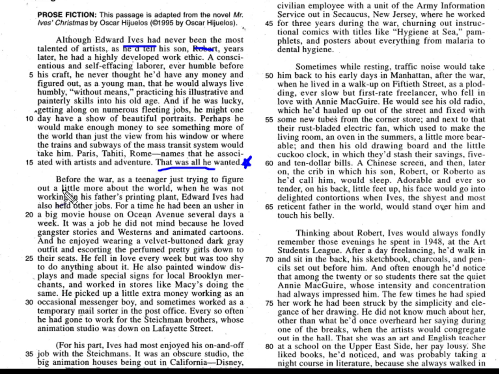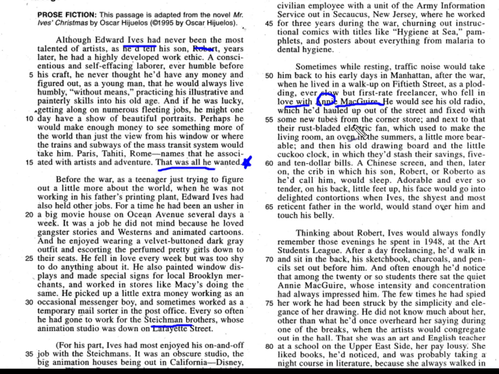Then it says before the war, teenagers. And I'm just glancing as you go through here. Remember, we're looking for those words that we underlined so far. All right. Stikeman Brothers. You basically would just keep going through and doing this. And when you come across words here, for example, Annie McGuire, this is probably Ives' wife. And then she's a freelancer, he fell in love with Annie McGuire.